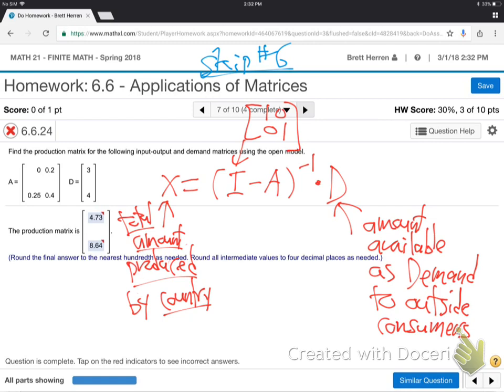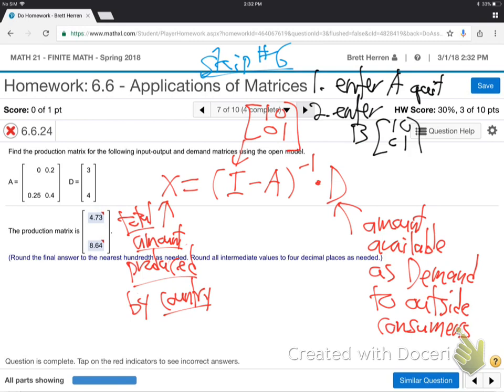So type that in. So how are we going to actually go about doing that? You've got to do the following thing. Enter A and then quit. So step 1, enter A and quit. Step 2, enter B as the identity, 1, 0, 0, 1, and then quit. So enter A into your matrix, and the A is right here. Enter A and then quit. Enter B and then quit. And then enter D and then quit. You got to put them all in there. A, B, and D. B is going to be your identity. You know what I mean by enter them as a matrix? Store them, edit them, put them in.